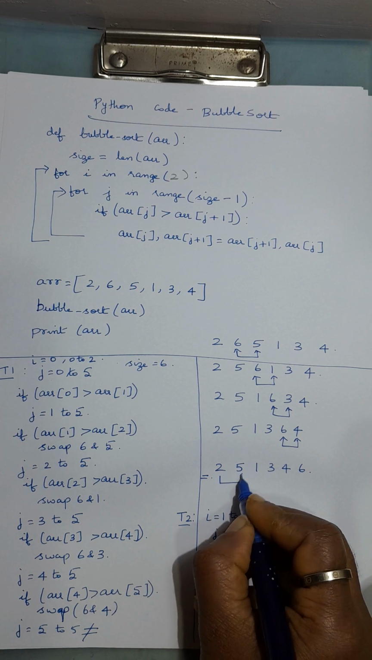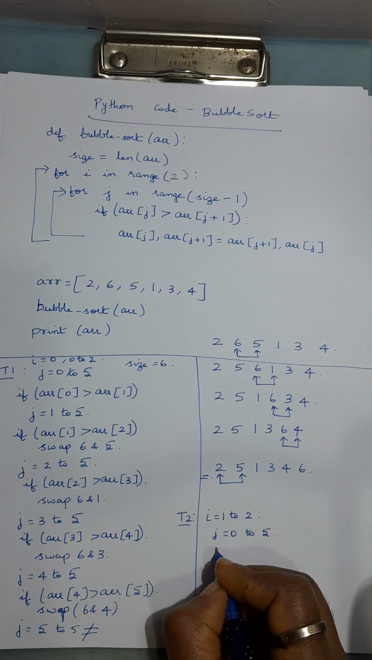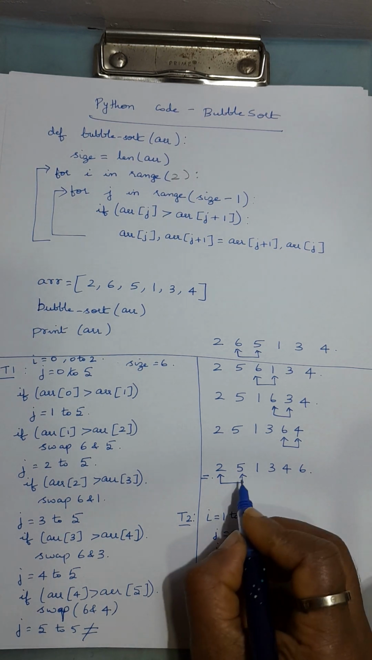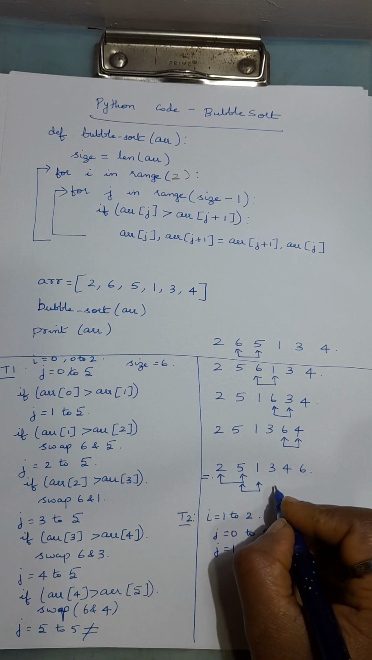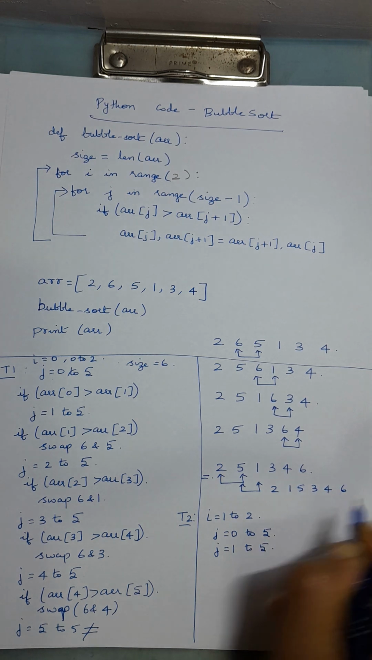We check whether 2 is greater than 5. 2 is not greater than 5, so nothing happens. Then when j value is equal to 1 to 5, now we are checking between 5 and 1. 5 is greater, so there is a swap. So what happens? 2, 1, 5, 3, 4 and 6, right?